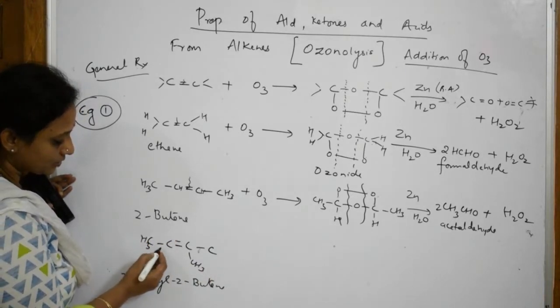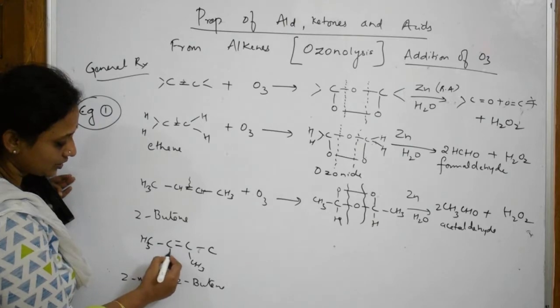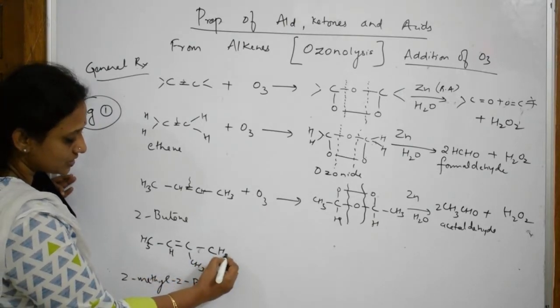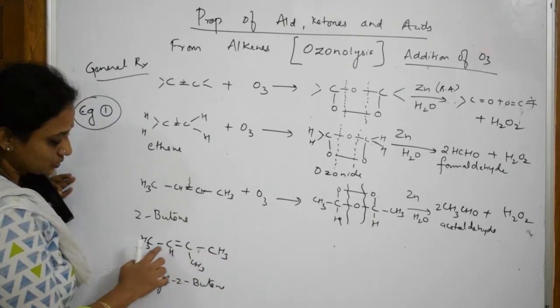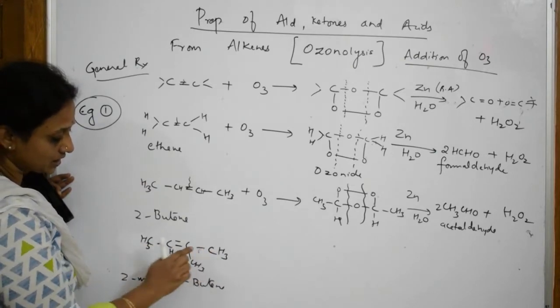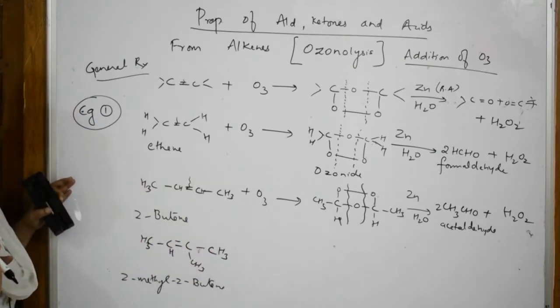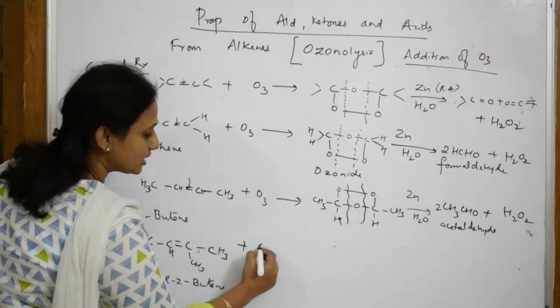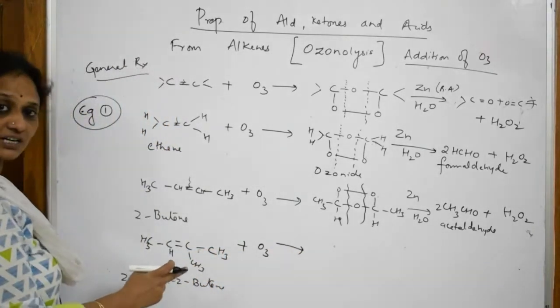This is 3. Now for this carbon, you have 1, 2, 3, and your fourth one. For this carbon, you have CH3. So now observe, that is 2-methyl-2-butene. Now my formula is correct. So I'm going to add ozone to this. Where does this go and add?